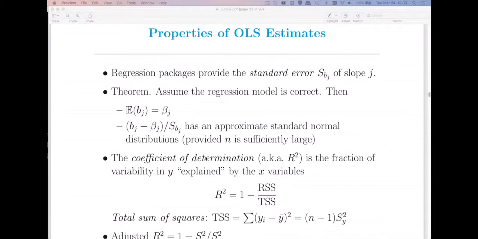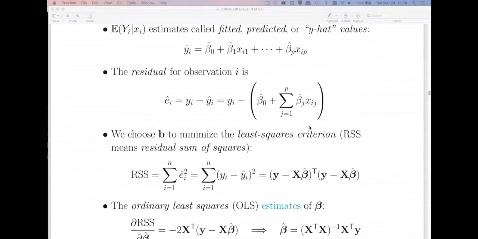So the properties about our least squares estimators are, first off, they're unbiased. Secondly, we have certain standard errors. The third one is that they're normal. So how do we do that?